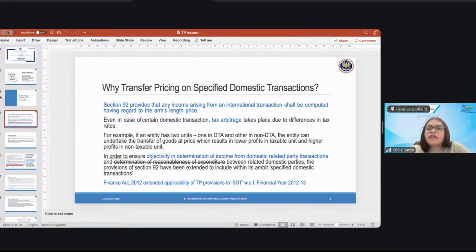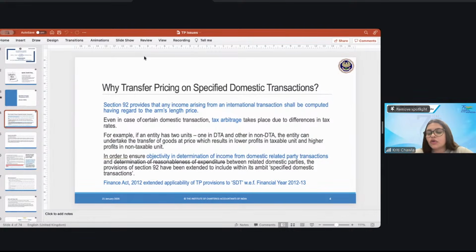Just to give you an example, let's talk about tax holiday units. I'm sure you've heard about tax holiday units. Can you give me examples, areas? Okay, startups. Yes, that's absolutely one example, with the kind of tax benefits that are available to startups under certain conditions, and to entities in non-DTA areas. This tax arbitrage actually happens.